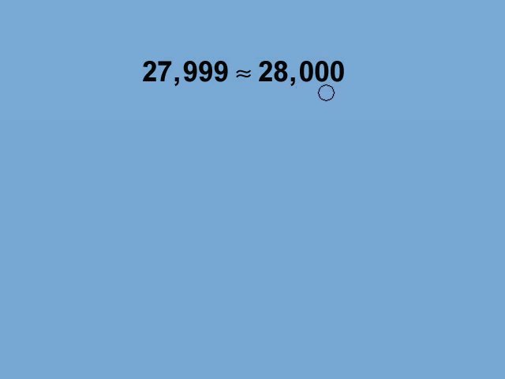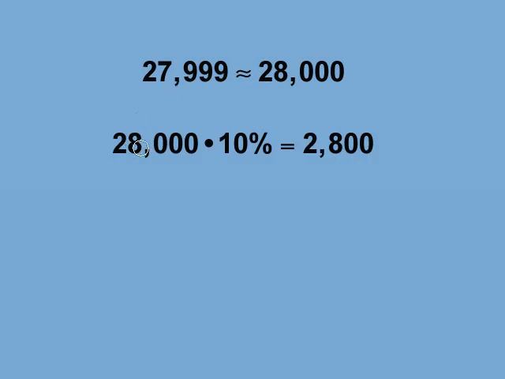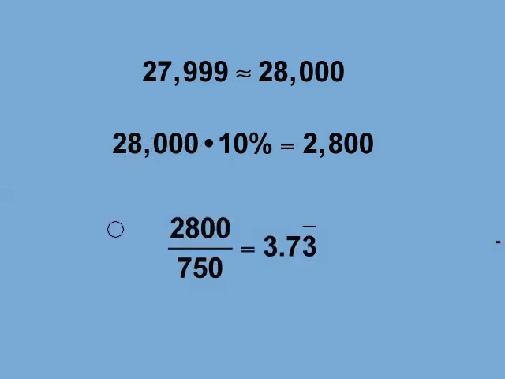Next, calculate 10% of 28,000 to find the amount needed for the down payment. The result is 2,800. To find the number of months needed to reach 2,800, we divide by 750. Using a calculator, we find the result is a repeating decimal 3.73, with the 3 repeating ad infinitum. We round this decimal to the nearest whole number. We can see that 3.73 is closer to 4. So we can conclude that it will take about 4 months for the family to save enough for the down payment on the car.